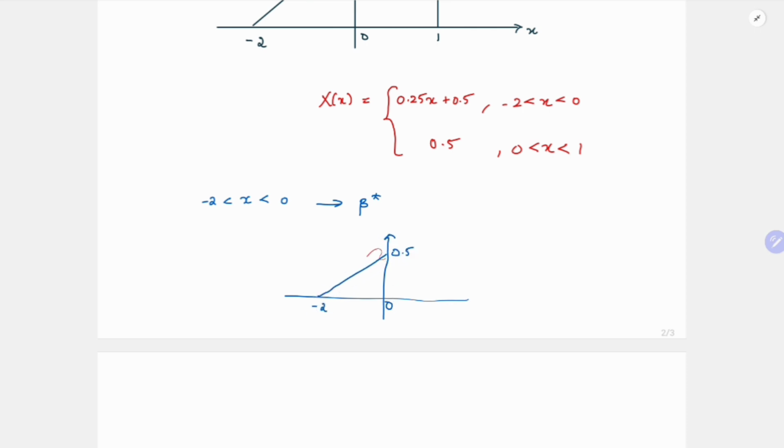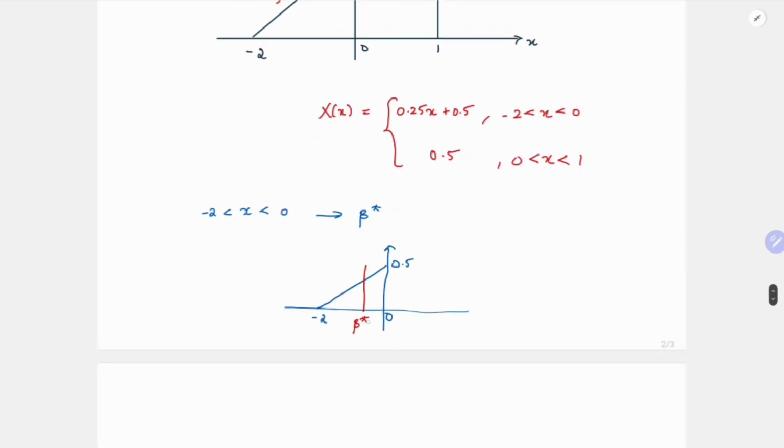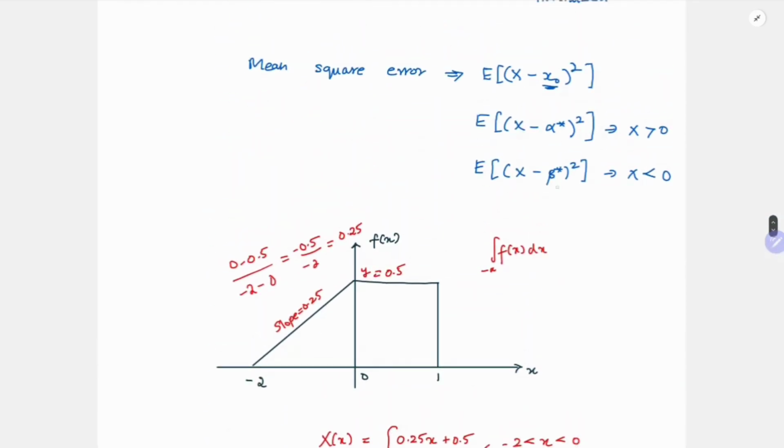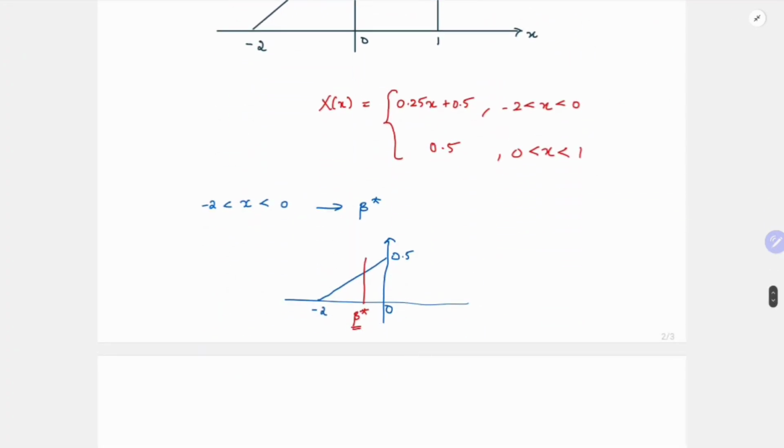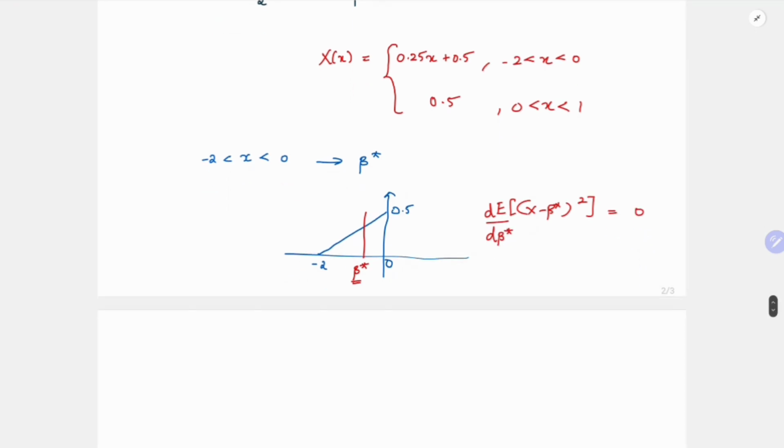So we need to choose this beta star somewhere. So this beta star is here. Then my probability distribution will be around this beta star, so it will be this x minus beta star. And that one we are going to take the mean square error and minimize it. So you need to find this ideal location where the expectation of (x minus beta star) whole square is minimized. So d by d beta star of this should be equal to 0 such that there is a minima.